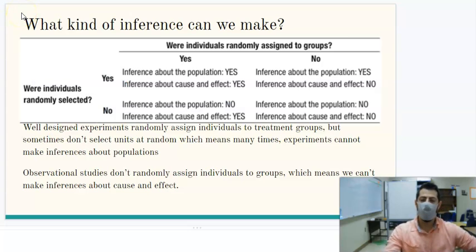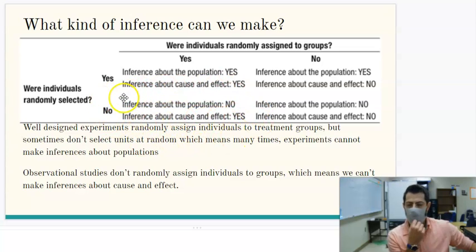So, what kind of inference can we make? We can either make an inference about an entire population, or we can make an inference about cause and effect. In a perfect world, we would be able to do both. If we were able to randomly select individuals and randomly assign the individuals to groups, then we could make inferences about the entire population when it comes to cause and effect. If you're only able to randomly assign individuals to groups, then you can test for cause and effect for your treatment, but that doesn't necessarily mean you'll be able to make an inference about the entire population.